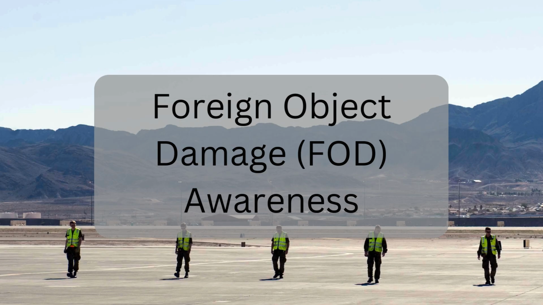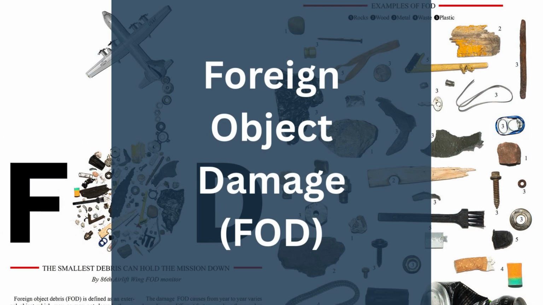As we wrap up our overview of Flightline safety, there's one final topic that deserves special attention: foreign object damage, or FOD. FOD is one of the most preventable yet potentially devastating hazards on the Flightline. Let's take a closer look at what it is, why it matters, and how we can stay vigilant to keep our aircraft and personnel safe. Foreign object damage, FOD, refers to any substance, debris, or object foreign to an aircraft or its systems that could cause damage.